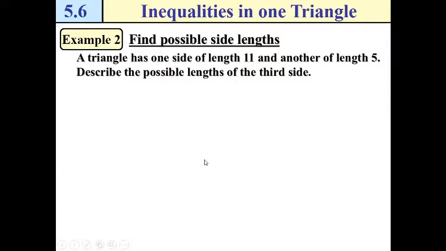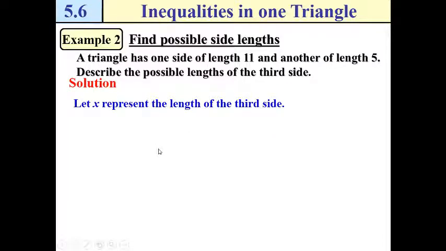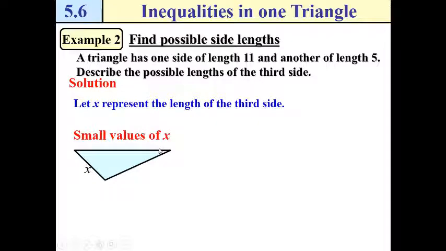Let's find the possible side length. If we have only two given side lengths of the triangle, like this one, we have only side lengths 11 and 5. How do we find the possible length of the third side? We can represent the third side with the variable x, and we can draw the triangle just to understand how to find the possible lengths.